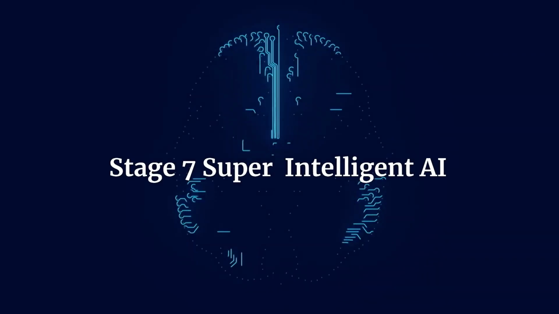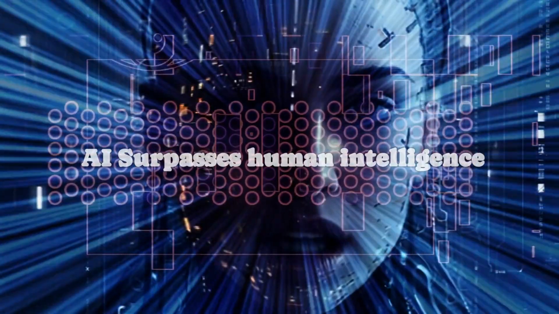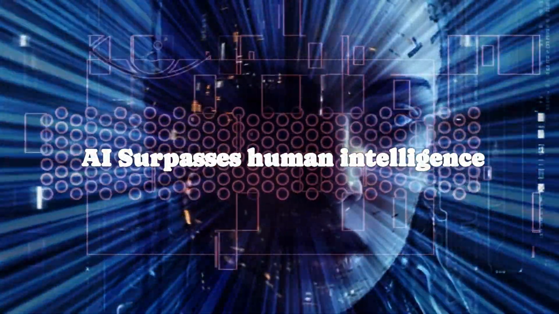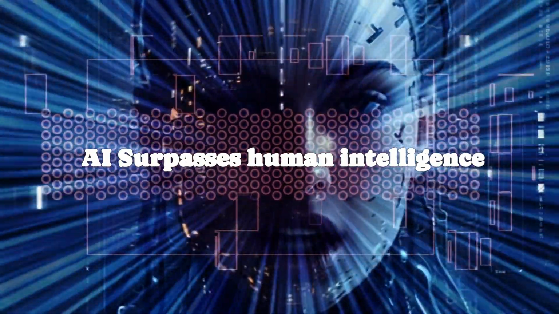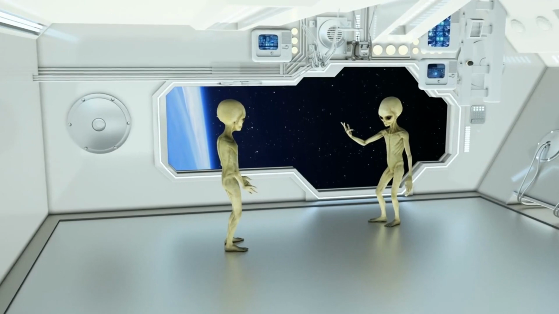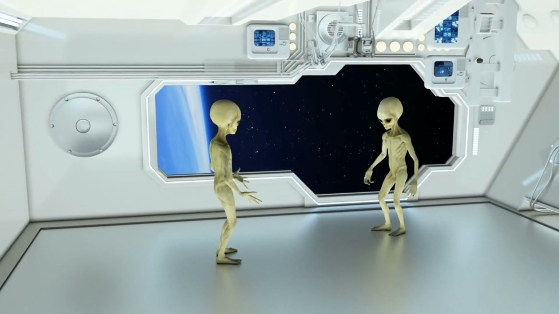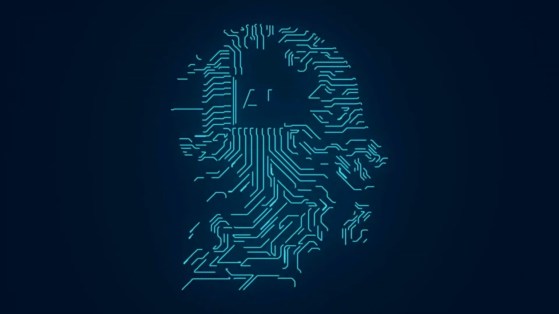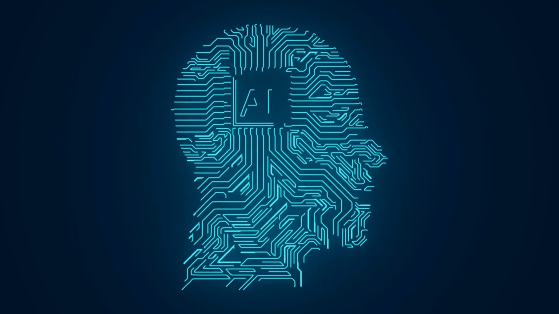Stage 7, Super Intelligent AI. Now, here's where things get a little spooky. Stage 7 is all about super intelligent AI, where machines surpass human intelligence. It's like the moment when your clever cousin outsmarts you at Trivial Pursuit, and you wonder if they're secretly an alien genius. Super intelligent AI has the potential to outthink, outcreate, and maybe even outprank us.